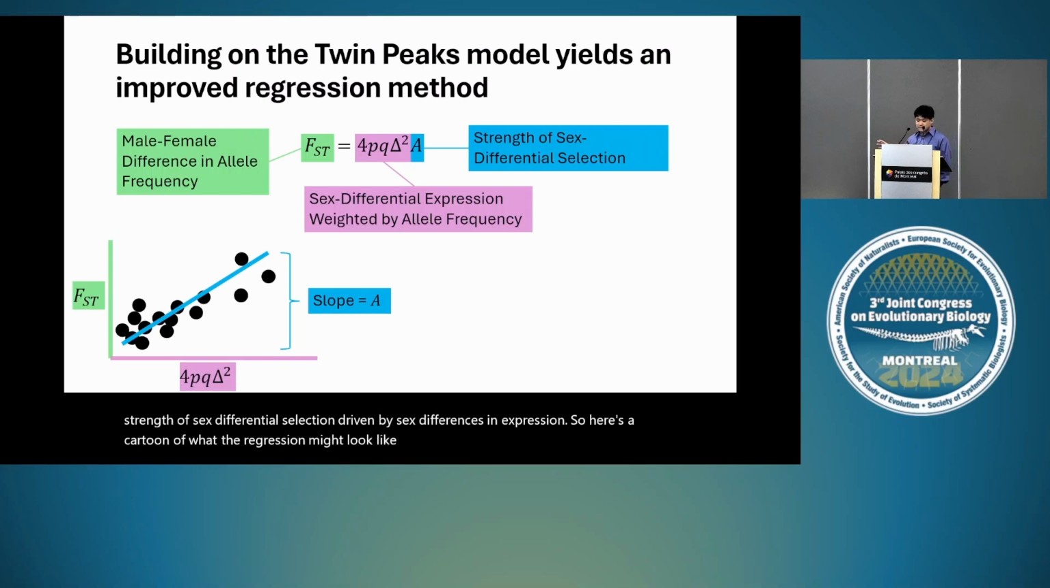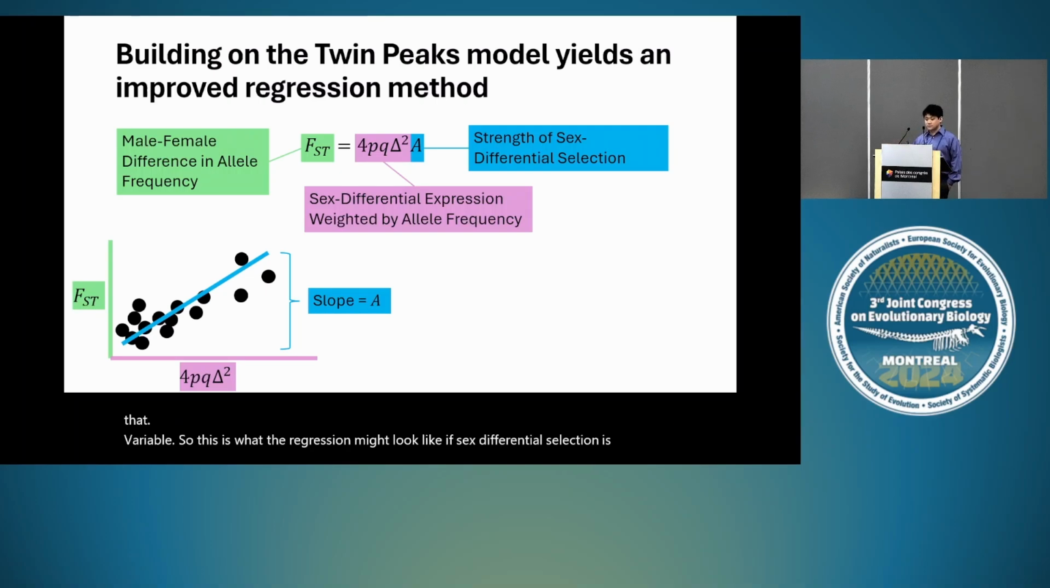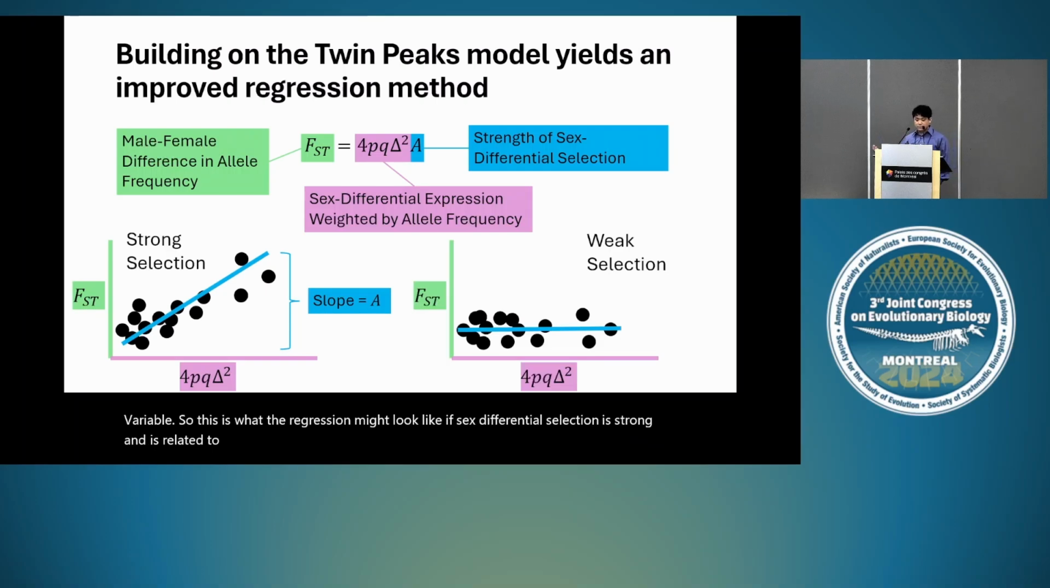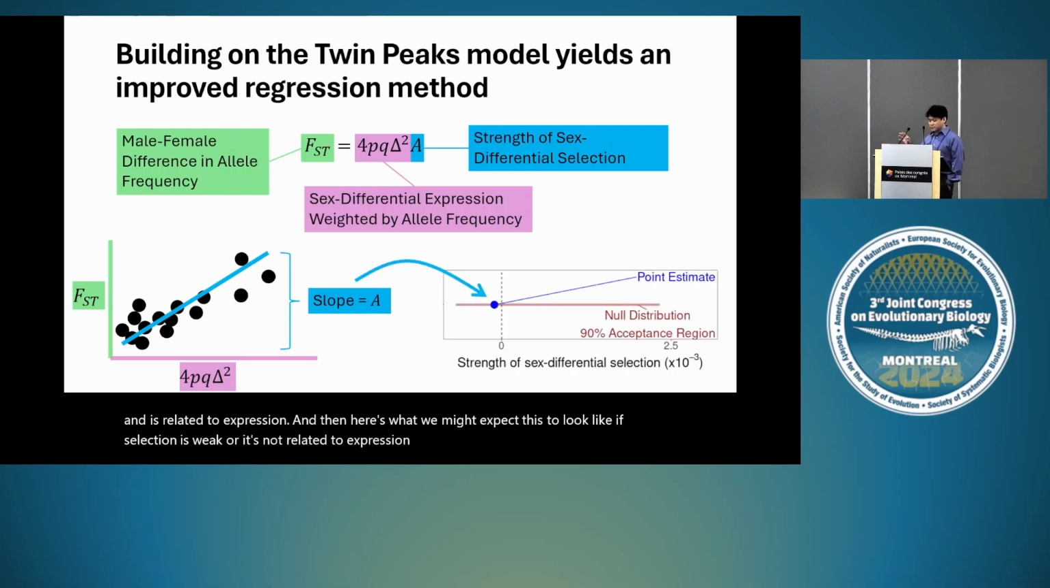Each point is a gene, and we'll regress FST on the y-axis against 4pq delta squared on the x-axis, and then the slope of the regression is that A variable. So this is what the regression might look like if sex differential selection is strong and is related to expression. And then here's what we might expect it to look like if selection is weak or it's not related to expression.